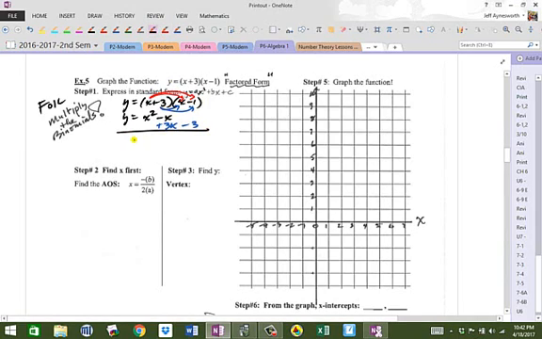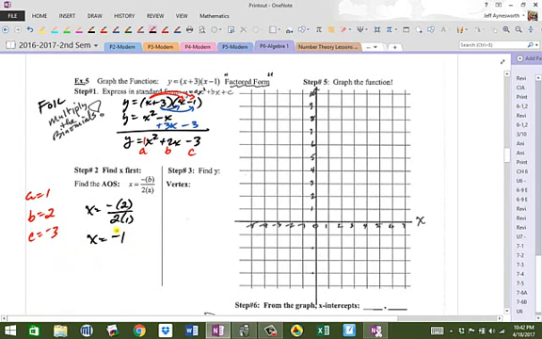And then we simplify. So y is equal to x squared, negative x plus 3x is positive 2x, minus 3. From that point, a is 1, b is 2, and c is negative 3, and we can find the axis of symmetry. So let's do that first. x is equal to negative b over 2a, so negative b divided by 2 times a. So x is equal to negative 2 over 2, or negative 1.